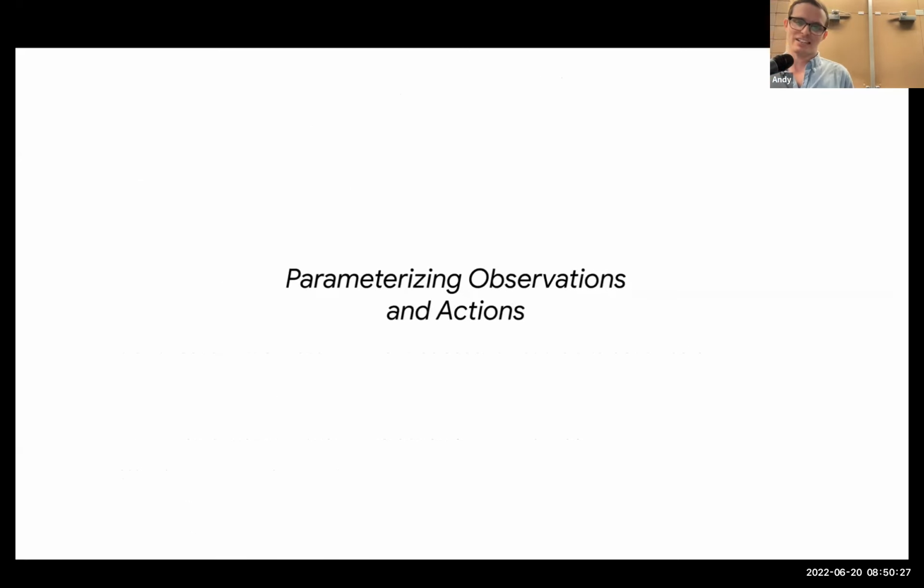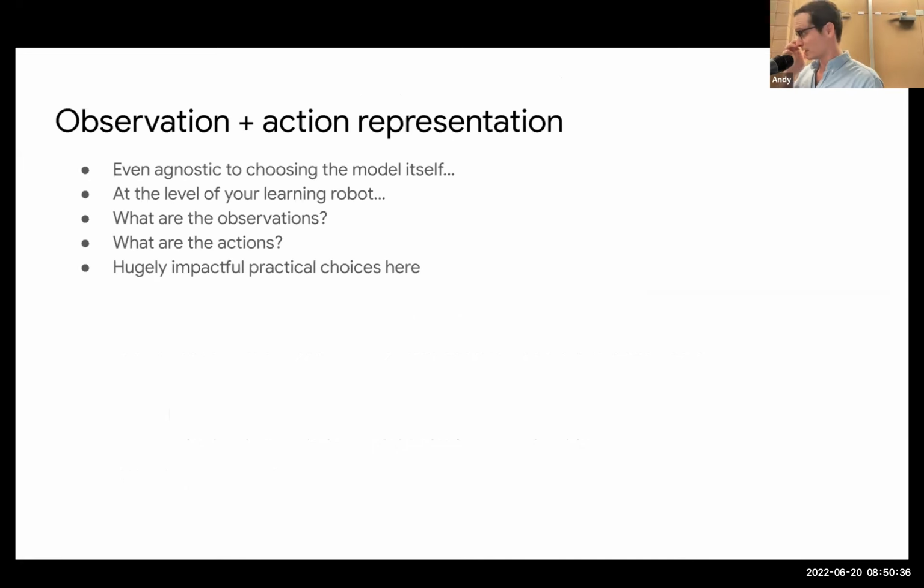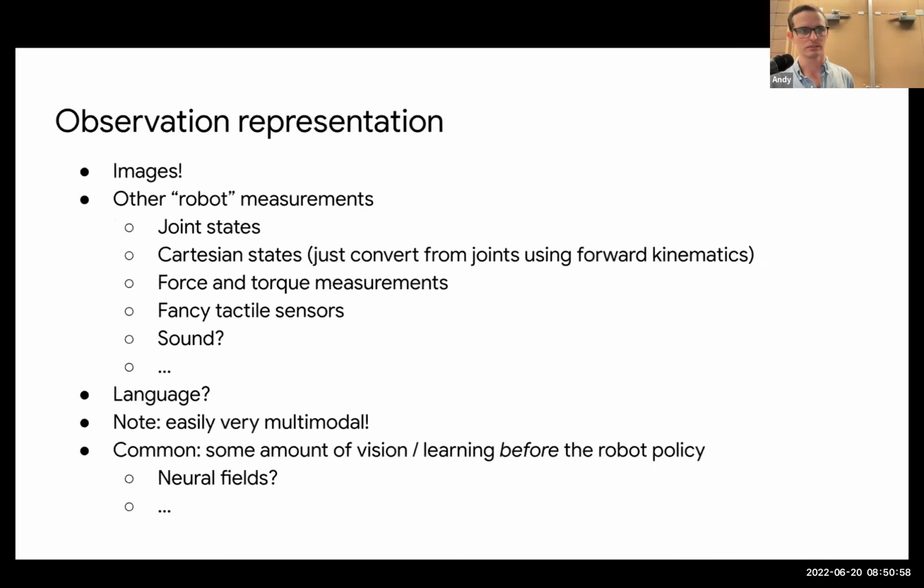One that is kind of niche, but very important, and unavoidable and agnostic to whatever method you use, is how you choose to parameterize your observations and actions. I'll go really quick because I am quite over time, but okay, maybe not too quick. Even agnostic to choosing the model itself, at the level of what fundamentally you are learning, what are the observations and the actions into your learned agent? This is a hugely impactful practical choice.